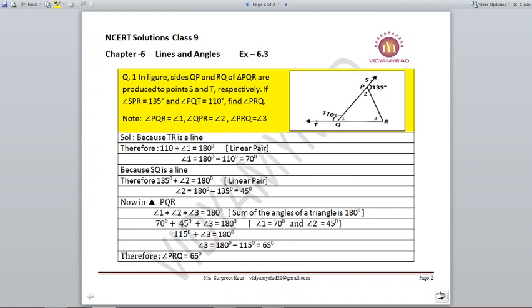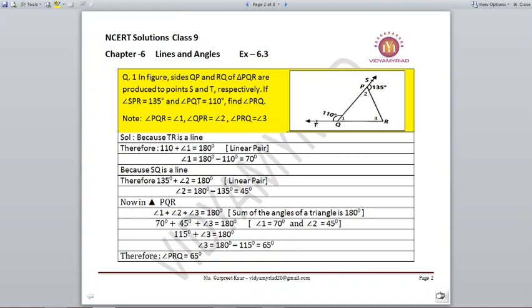Now in the same way, in the other case, if you want to use exterior angle property, say I take the triangle PQR and 110 will be the exterior angle, and it will be equal to the sum of angle 2 and angle 3. I already have angle 2 with me, that is 45 degrees. So if I want to find out angle 3, it will become 110 is equal to angle 2 plus angle 3. So 110 is equal to 45 plus angle 3. So angle 3 will be 110 minus 45. So like this I will get the answer.